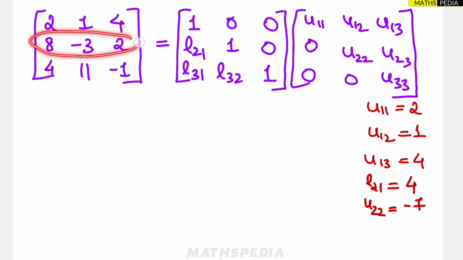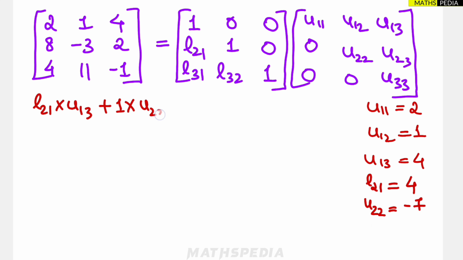Second row, third column, so which element? 2. L21 multiplied with U13 plus 1 into U23 is equal to 0 into U33, no need to do, so 0 equal to 2. From this, which value is known? See, U23 value we don't know, right? U13 value we know, which is 4. You can see over here 4.